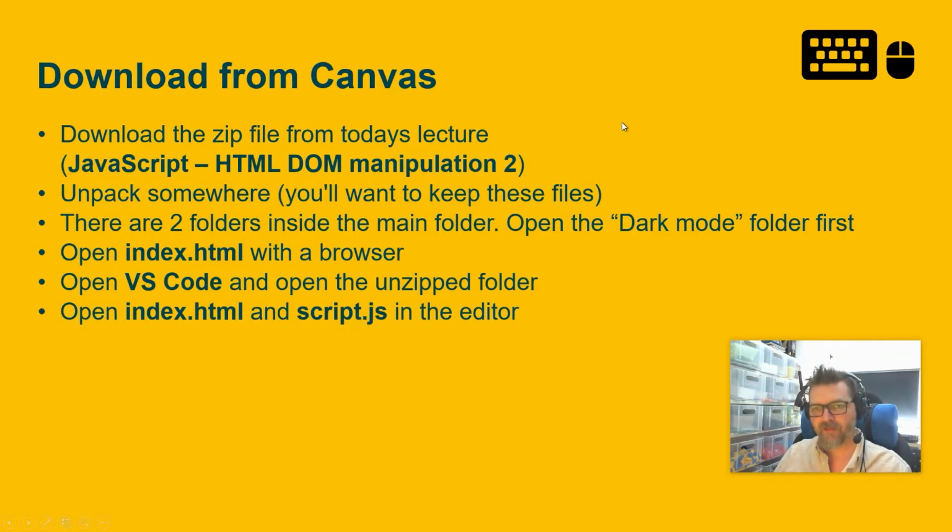Go to Canvas and download the zip file from today's lecture, which is JavaScript HTML DOM manipulation 2. Unpack it somewhere. You'll want to keep the files. There are two folders inside of the main folder. Open the dark mode folder first. You can drag both folders into Visual Studio Code to begin with if you want to, but it's dark mode first. Open index.html from dark mode in a browser, and open index.html and script.js in the editor.